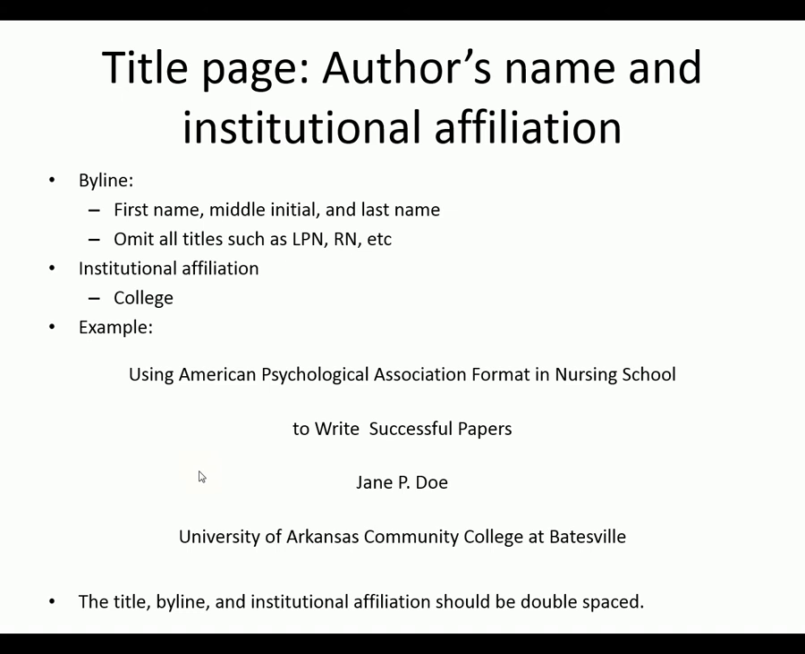Underneath the title, you have the author's name and the institutional affiliation. In this case, it's Christina and Elizabeth, and they are from Boston College. You'll notice that you can put the first name, the middle initial, and the last name. Always omit titles such as LPN, RN, MD, etc. And institutional affiliation would be which college you're affiliated with. So if you were writing this paper, or if I was writing this paper, it would have been Marietta Candler, University of Arkansas Community College at Batesville, because I am not allowed to put abbreviations in my title.